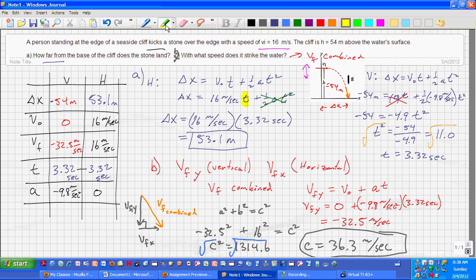That's it. Some key things you want to remember are that in the vertical direction, V0 is 0, and acceleration is negative 9.8. That's almost always true. Actually, it is true, unless this thing is thrown vertically. And that the time is the same for both, and that in the horizontal direction, A is 0.